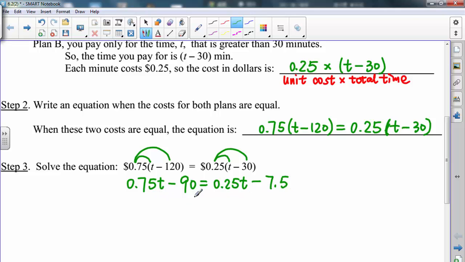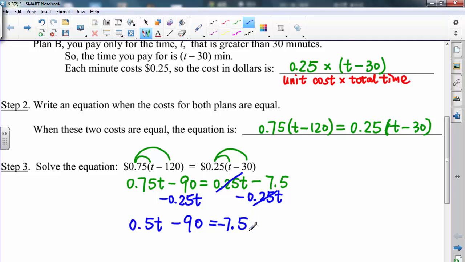After I expanded the brackets, I still have the variable t on both sides. So we need to cancel the variable t on one side. Especially, we need to cancel the variable on the right side. So we subtract 0.25t from both sides in order to cancel this positive 0.25t on the right side. Right now, on the left side, I can combine the like terms. 0.75t minus 0.25t is 0.5t. Minus 90 equals negative 7.5.